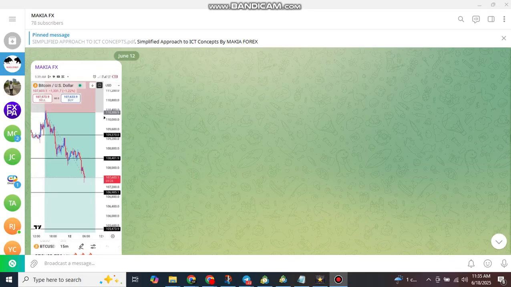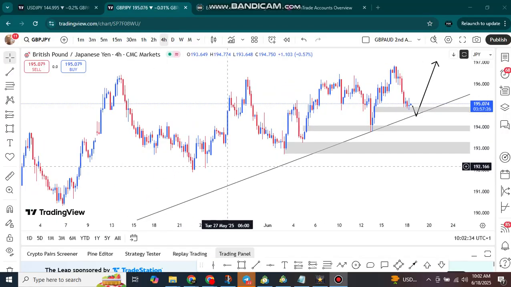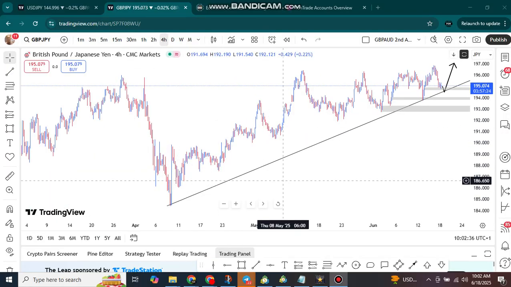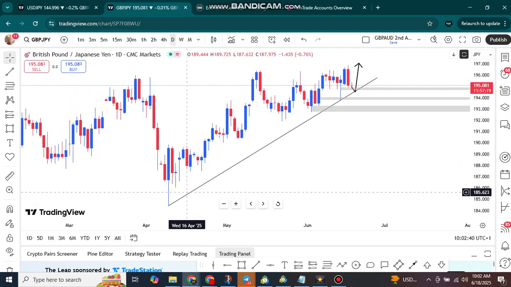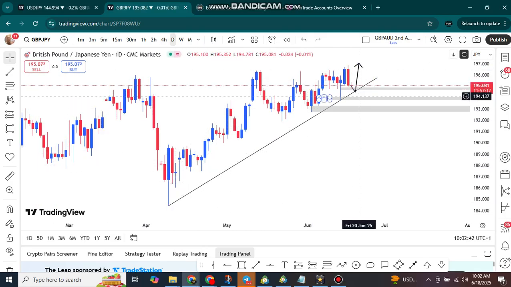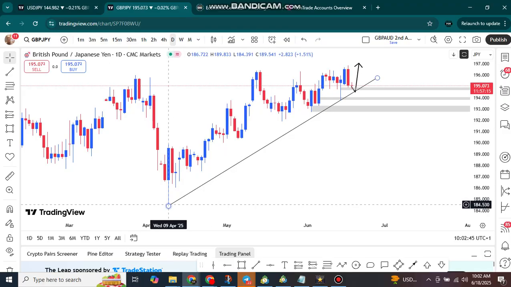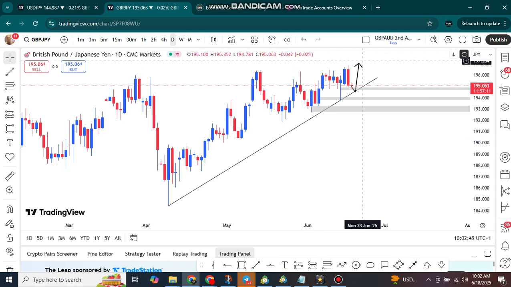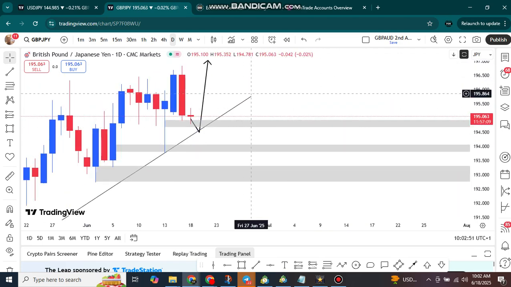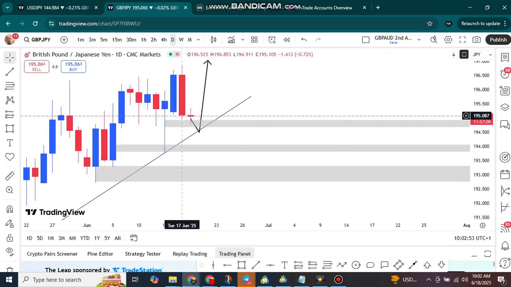So GBPJPY is currently on a bullish trend. You can clearly see I've drawn my trend line. Let me start from the daily time frame. In the daily time frame, it is very clear that we're in a bullish trend, ever since the 9th of April 2025. I've been on a steady bullish move to the upside, but you can see that in the daily time frame we have an interesting pattern over here.